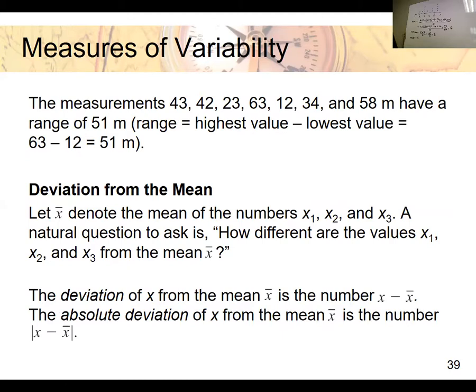So if we had these measurements like 43, 42, 23, 63, 12, 34, and 58 meters, in this case, these measurements will have a range of 51 meters. That means the largest data value you see here is 63. The smallest data value we have is 12. So if we subtract 12 from 63, you'll get 51 meters. Okay, so that's how we calculate the range of any data set.